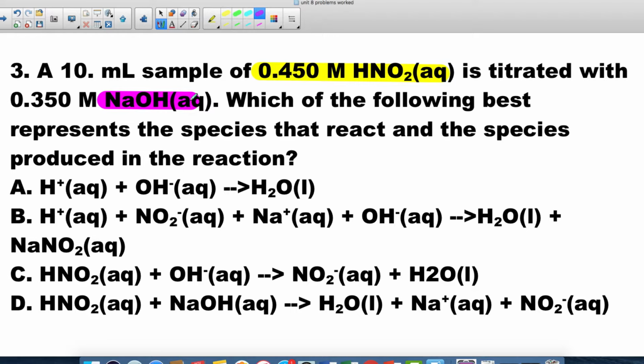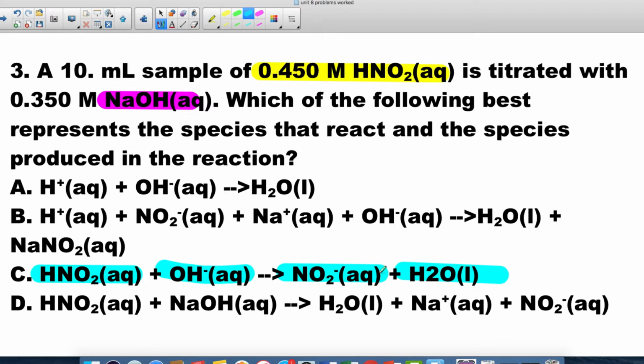The water stays together. The sodium nitrite would pull apart because it's an aqueous salt, which tells us that the sodium is left over as a spectator, and that's how we come to this final answer down here. The acid left together, the hydroxide pulled apart, forming water, and also forming that nitrite ion.